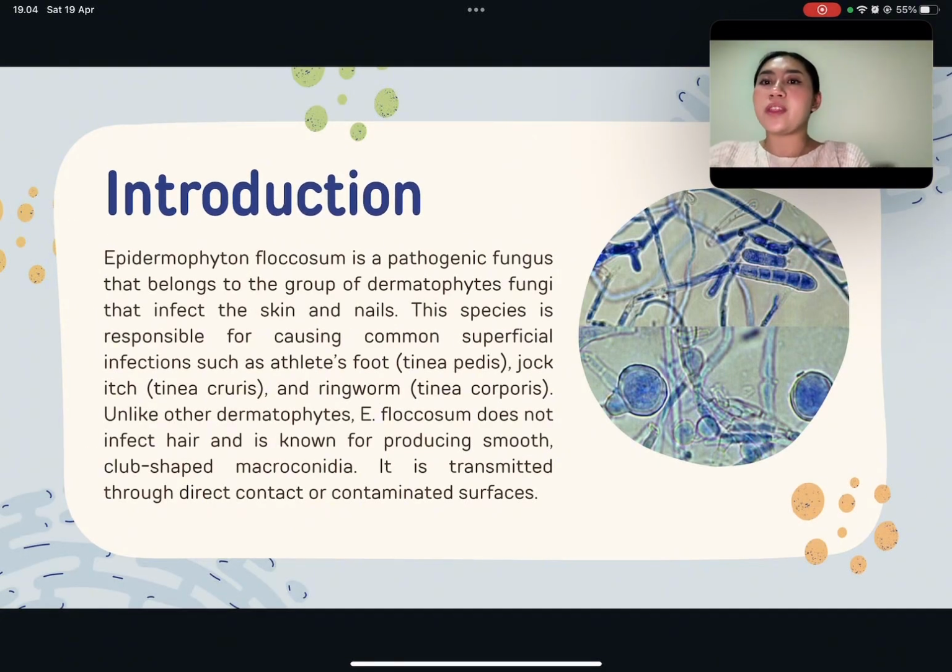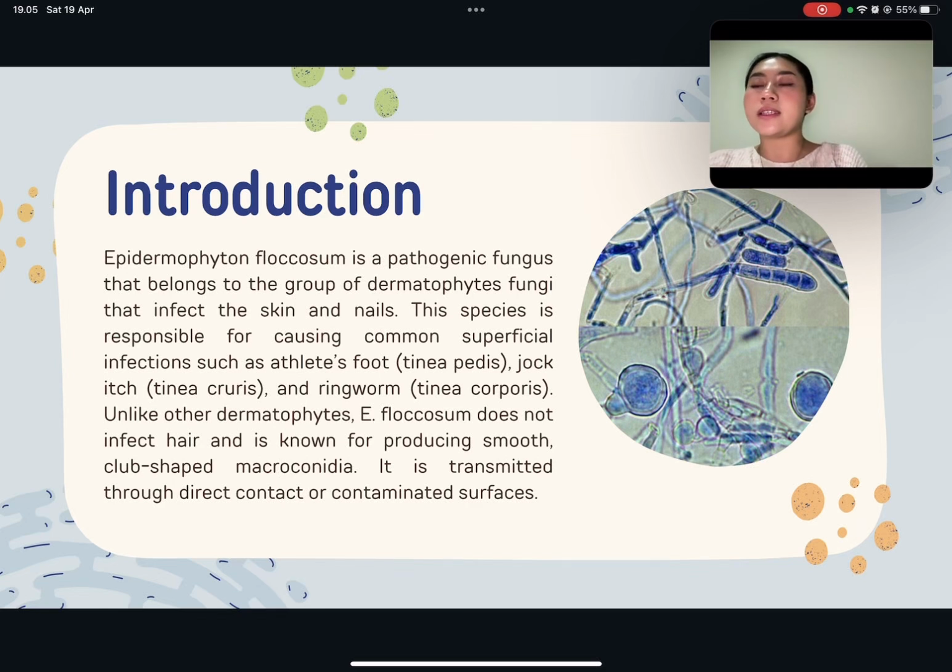So, what is Epidermophyton floccosum? Epidermophyton floccosum is a pathogenic fungus that belongs to the group of dermatophyte fungi that infect the skin and nails. This species is responsible for causing common superficial infections such as athlete's foot or Tinea pedis, jock's itch, Tinea cruris, and ringworm, Tinea corporis. Unlike other dermatophytes, F. floccosum does not infect hair and is known for producing smooth, club-shaped macroconidia. It is transmitted through direct contact or contaminated surfaces.